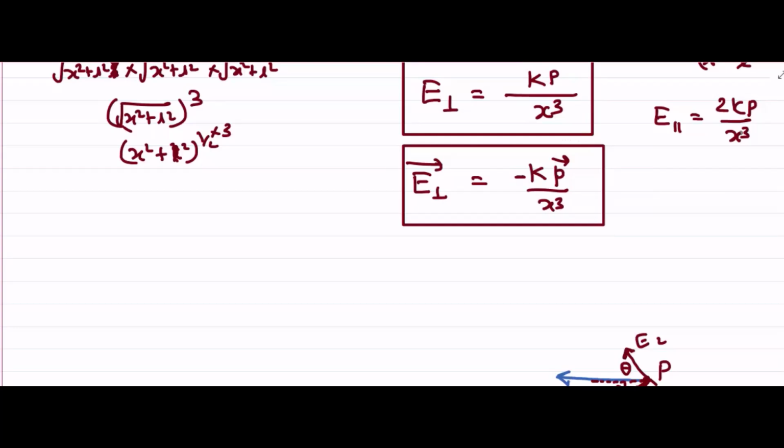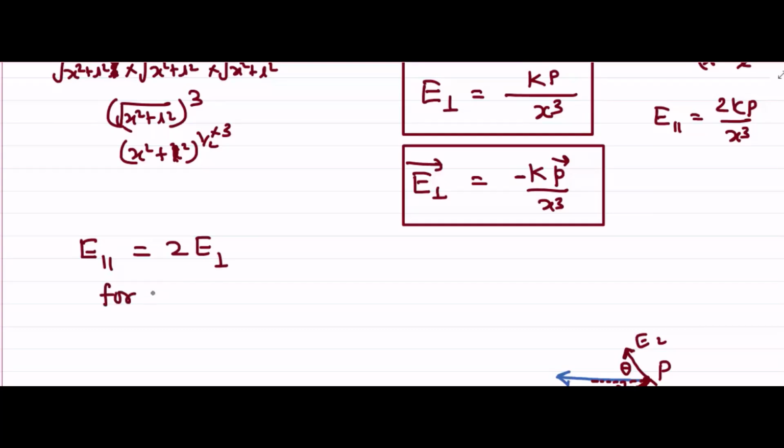Thus we have obtained the magnitude and direction of the electric field along the perpendicular bisector at a distance x. The last thing that we want to mention over here is that E parallel is equal to 2 times E perpendicular. As we saw here, it is kp, whereas previous time we had 2 kp. So this is 2 times E perpendicular.